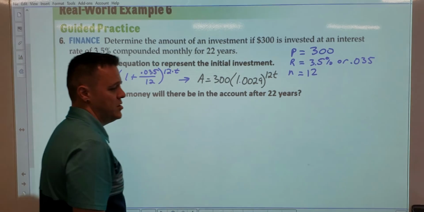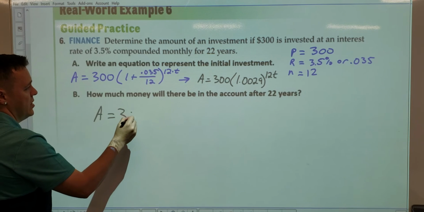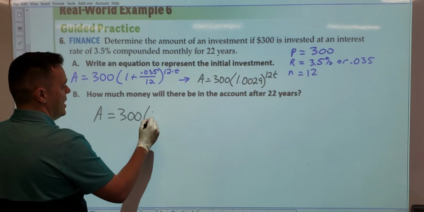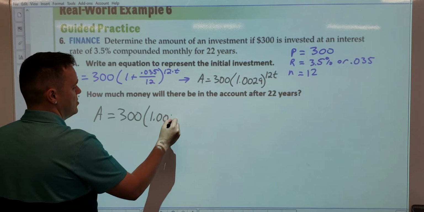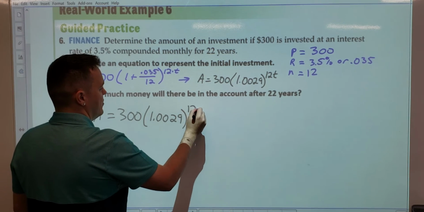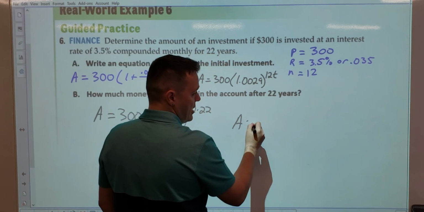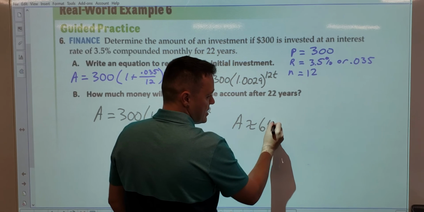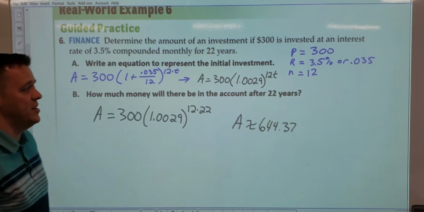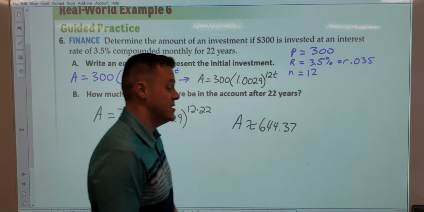Now, ladies and gentlemen, you plug this in. So down here, A equals 300. They want to know after 22 years. So you would have 1.0029, and then you would multiply it by 12 times 22 on the outside. You put this in your calculator, and A is approximately $644.37. Hopefully you guys did this on your own and that this calculation is correct. I think it is. That is it.